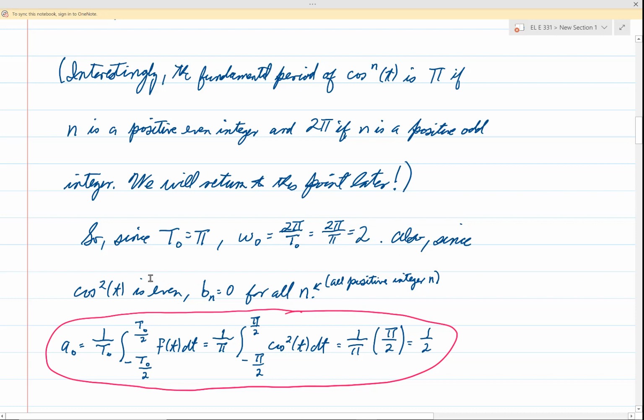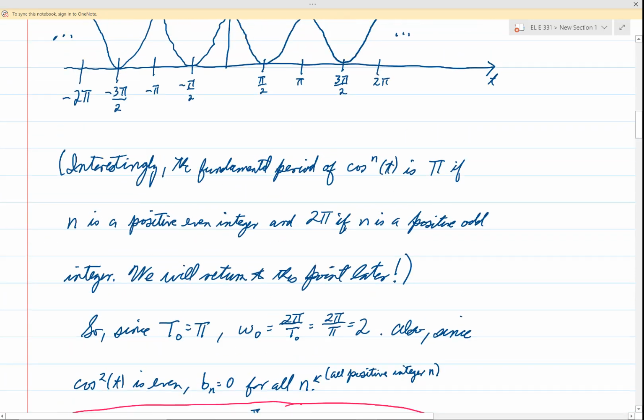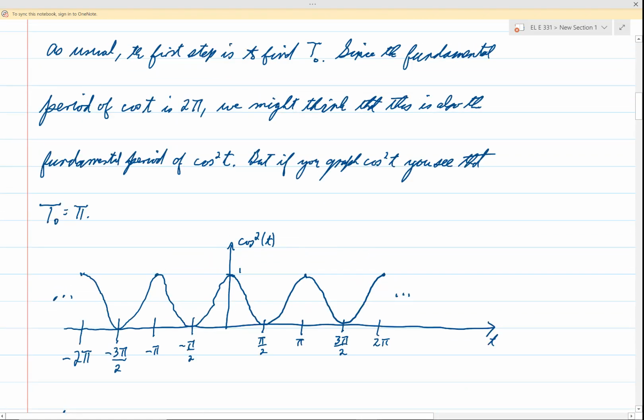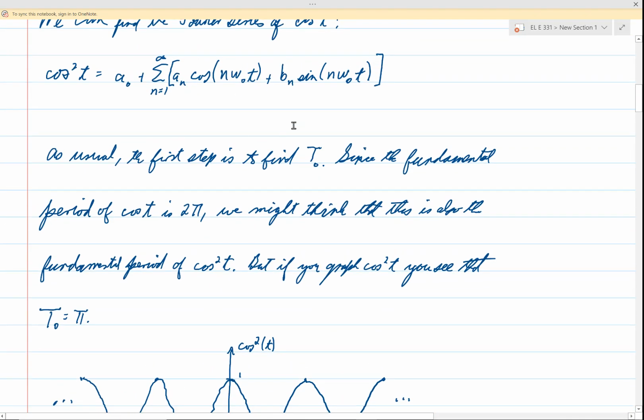And since cosine squared of t is an even function, b n will be equal to 0 for all the terms, all those positive integers, in other words, all the terms that you would have here in this summation, all the positive integer values of n.